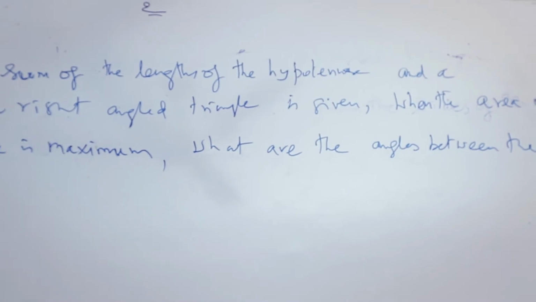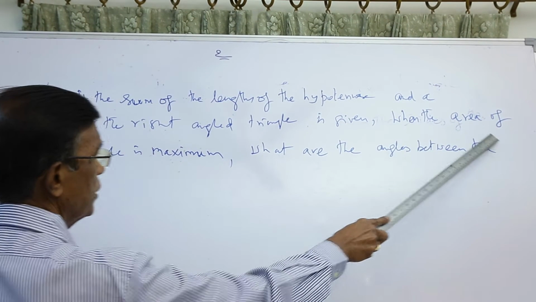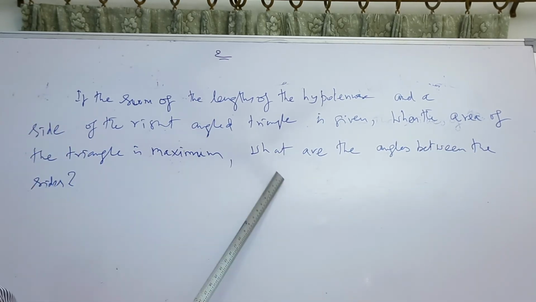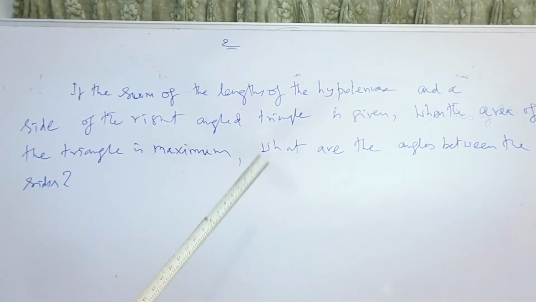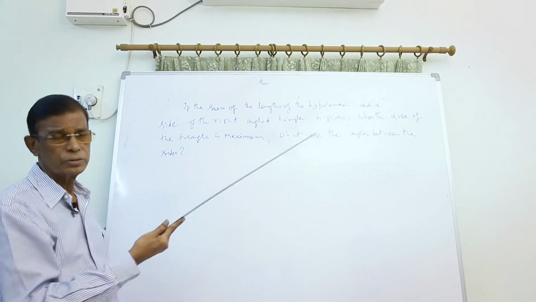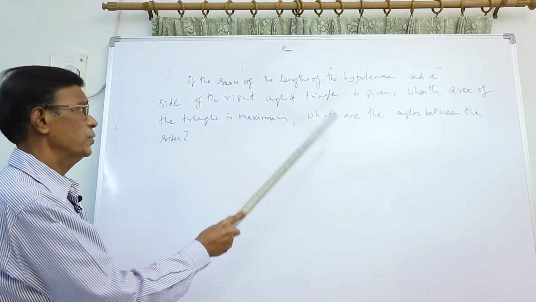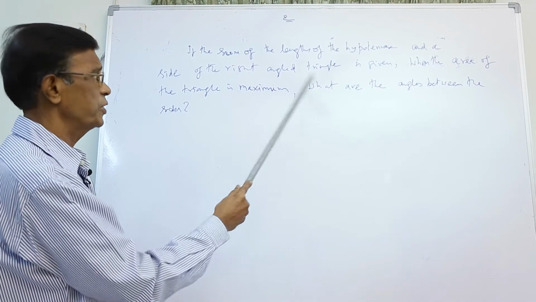When the area of the triangle is maximum, see, that is the thing. What is the area? When the area of the triangle is maximum, what are the angles between the sides? Now the right angle triangle, so one angle is known, that is 90 degrees. Now we have to calculate the other two angles. Even the other two angles, if one angle is known, the other angle will be 90 minus theta.